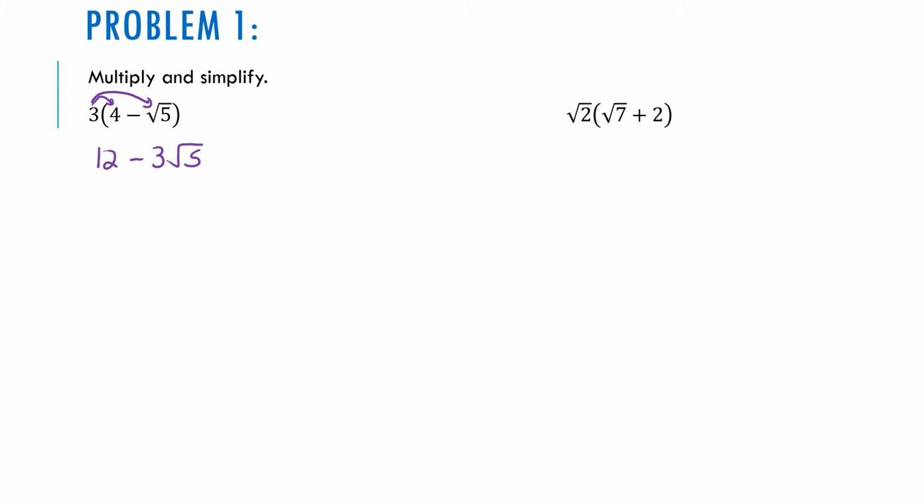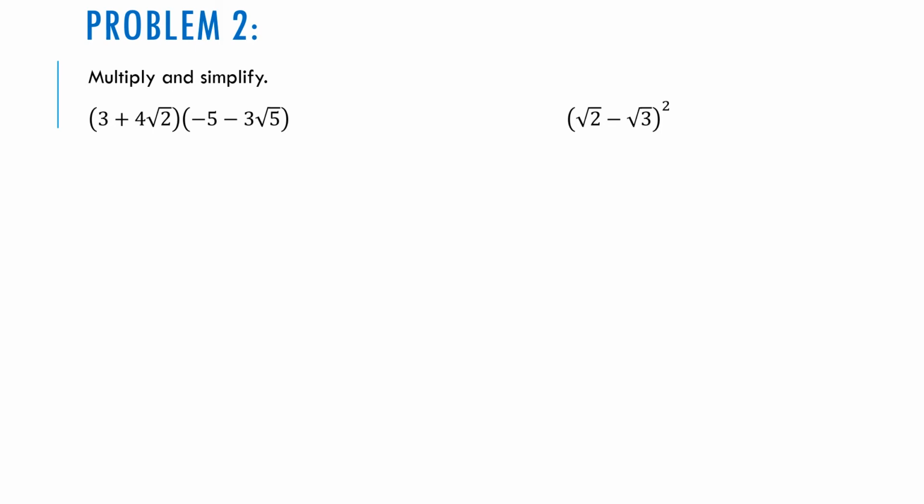And then here we have, once again, distributive property. The square root of 2 times the square root of 7 is the square root of 14, because 7 times 2 is 14. And the square root of 2 times 2 is just 2, then square root 2. I can't simplify the 14. I can't simplify the square root of 2. These can't go together, and we're done.